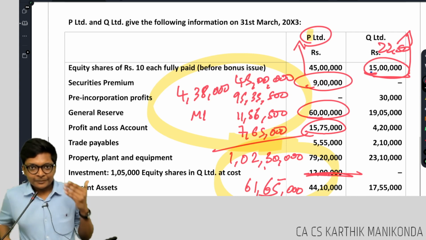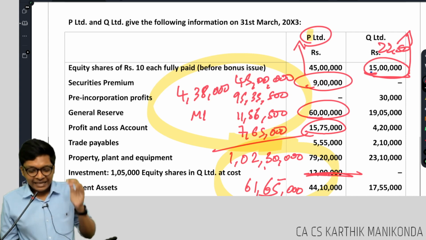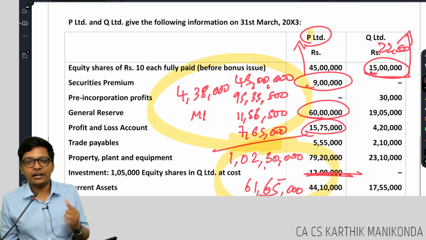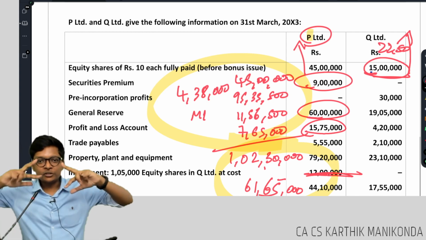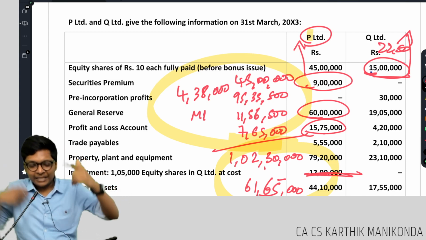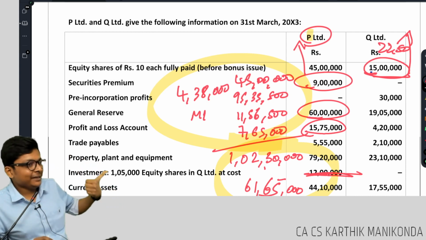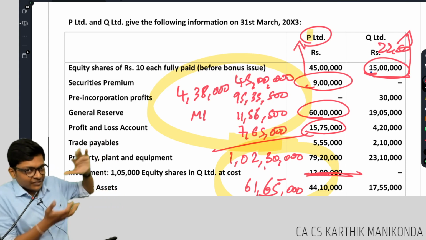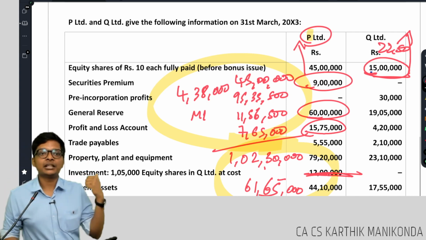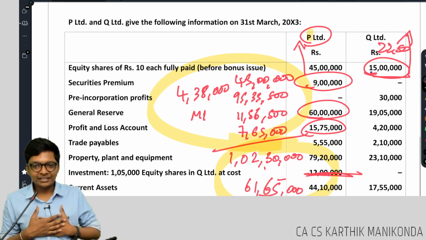Understood? That means before bonus or after bonus, the asset side of the balance sheet needs no change. Now you know bonus is just a change of composition from reserves becoming share capital. If you see here, liability and minority also remain the same. Only within reserves there is a change. Are you following? Are you understanding, guys?